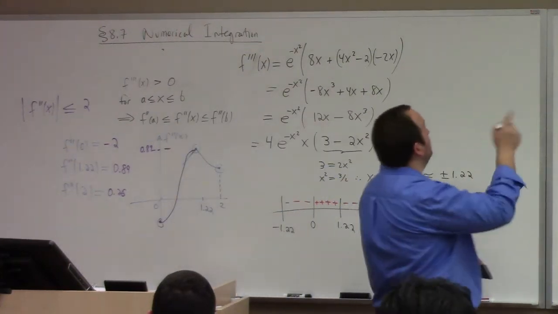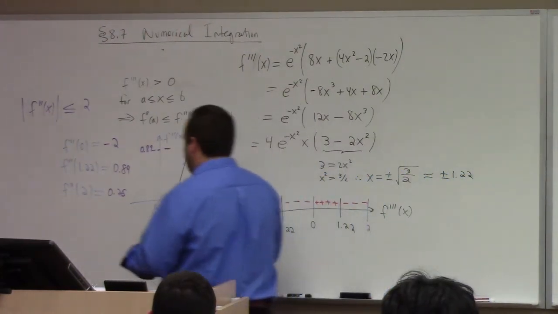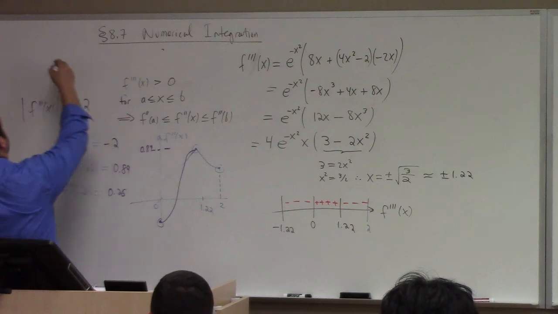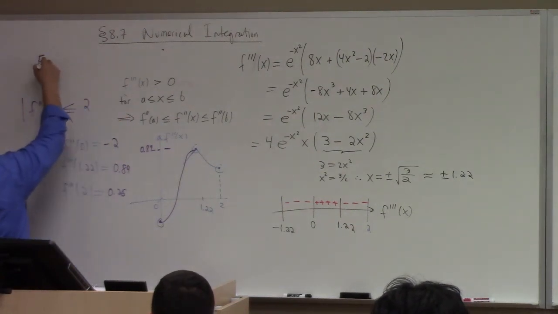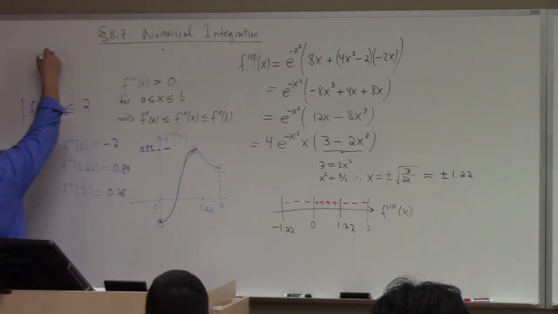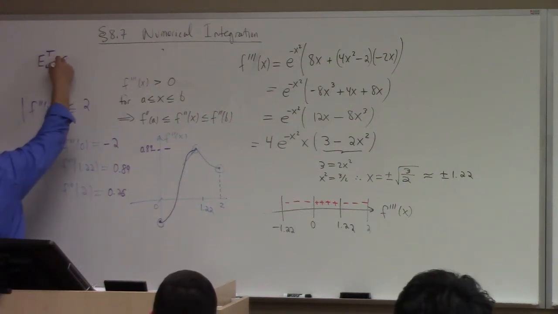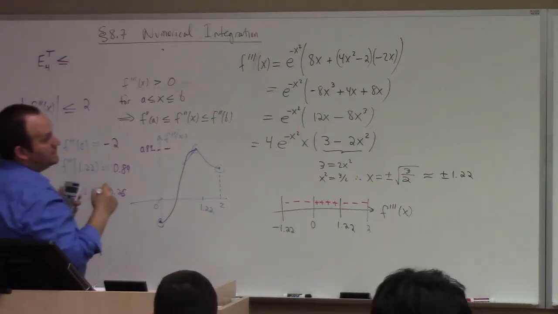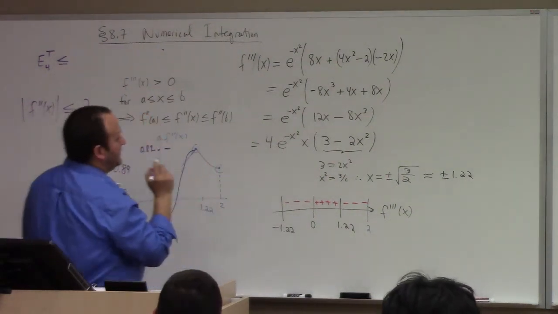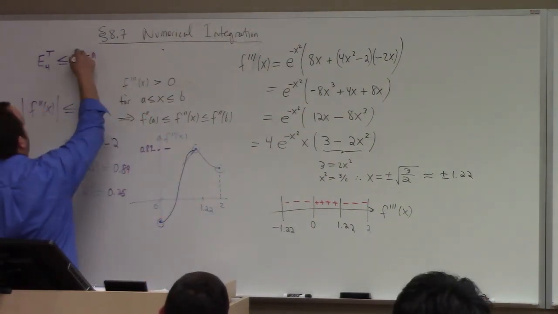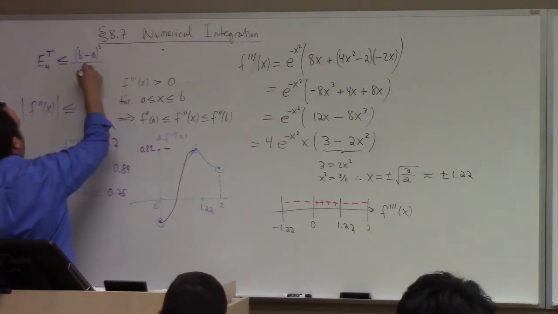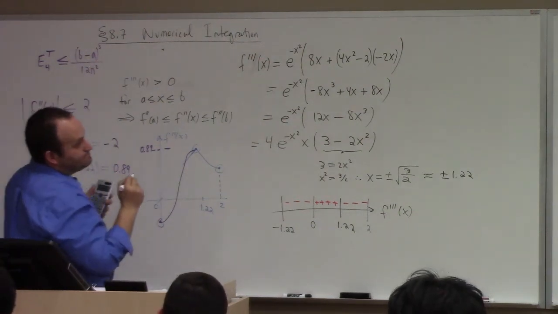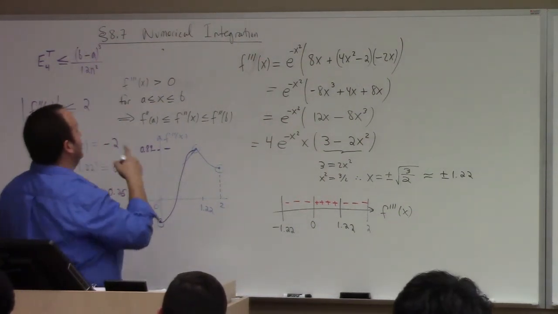If we believe this theorem about the trapezoid rule, let's use the error in the fourth application of the trapezoid rule. It's supposed to be less than or equal to (b minus a) cubed divided by 12n squared, right? The bound, what was our m?